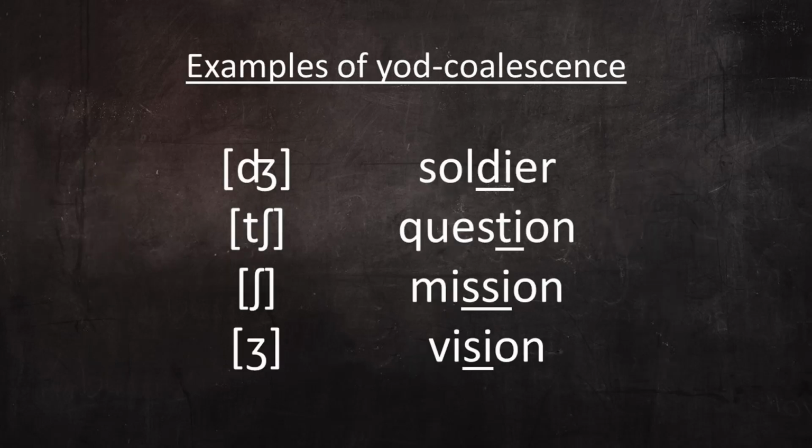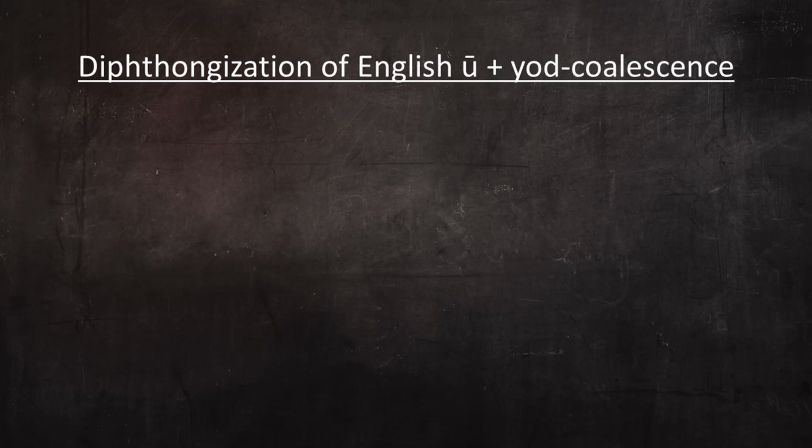Examples include words like soldier, question, mission, and vision. At some point in the past, these words would have been pronounced something like soldier, question, mission, and vision. But then English went through a phase where the y sound merged with the preceding consonant, resulting in the palatalization of the consonant.